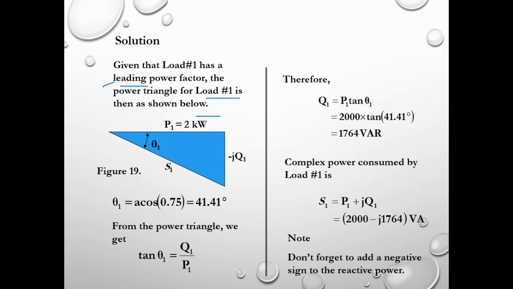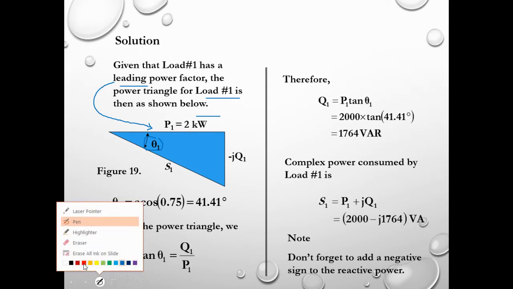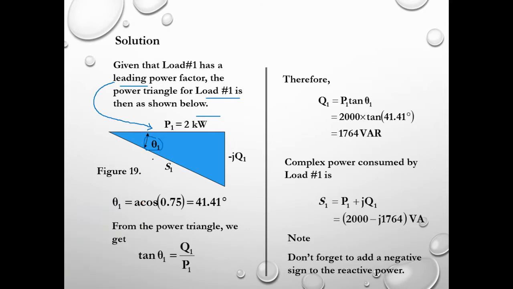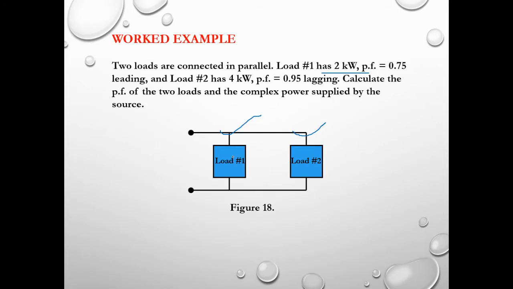For the leading power factor, we can simply say that P is actually leading S by the angle theta. This is how we can understand the given condition of the power factor, especially when it comes to leading or lagging, with of course a negative Q1.